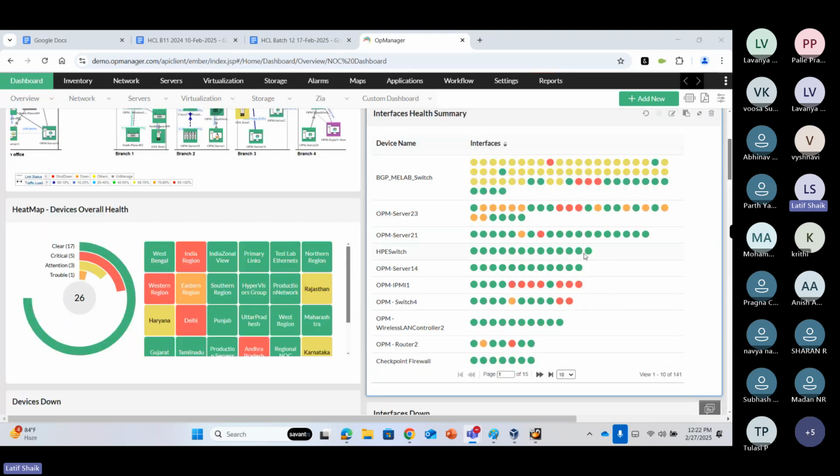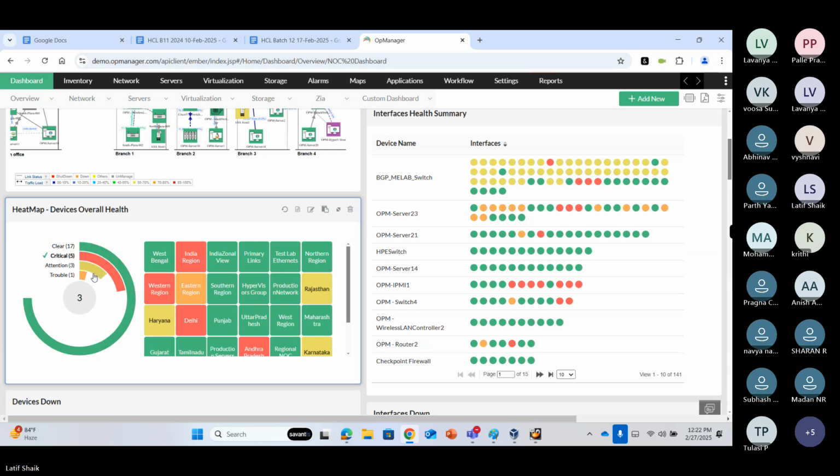The entire green means clear, good, working. The red, yellow, green indicate sometimes available, sometimes running, sometimes not running. Like this, indications are different. See, this is also critical. 17 are clear, critical is 5, attention required is 3, trouble is 1. It's different. India region is showing right now. Earlier it was only country wide, now it is within the country.